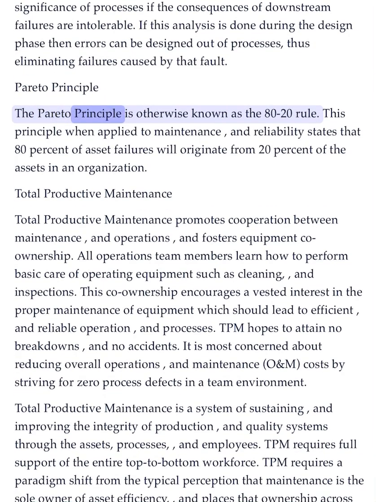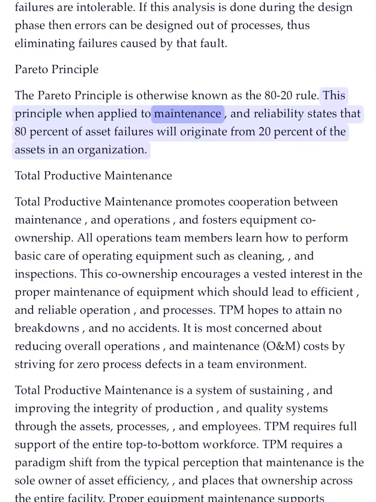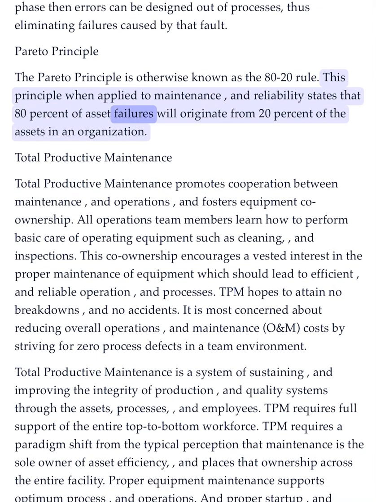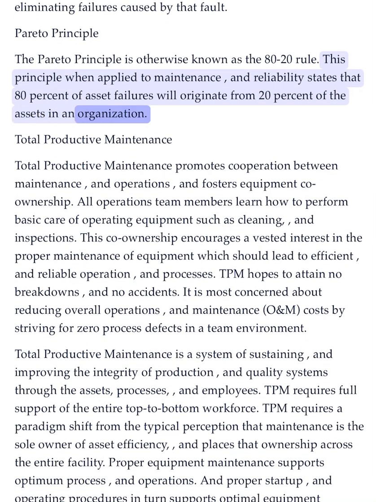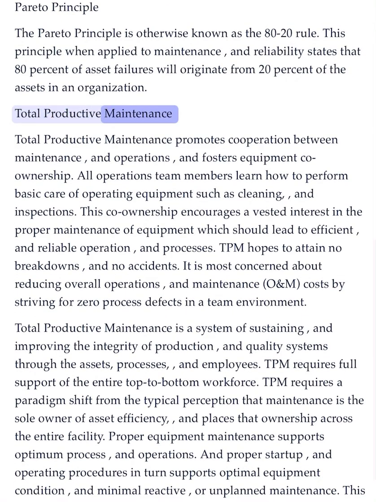Pareto principle. The Pareto principle is otherwise known as the 80-20 rule. This principle, when applied to maintenance and reliability, states that 80% of asset failures will originate from 20% of the assets in an organization.